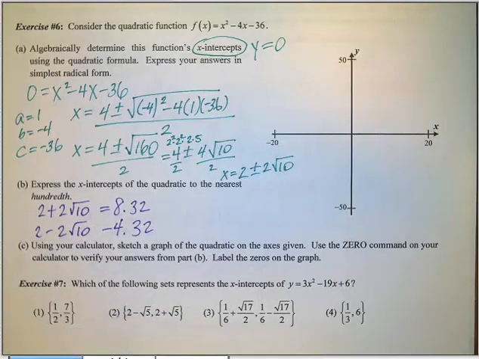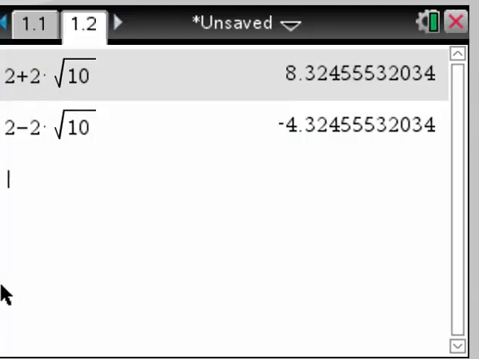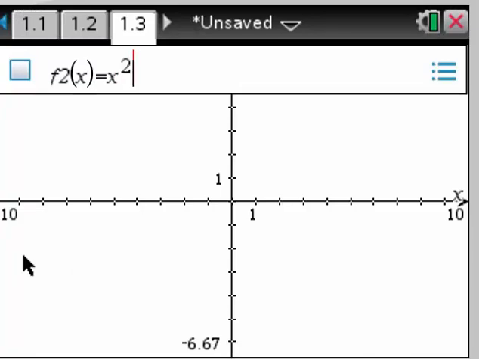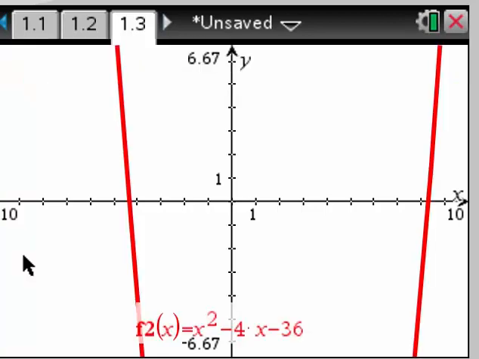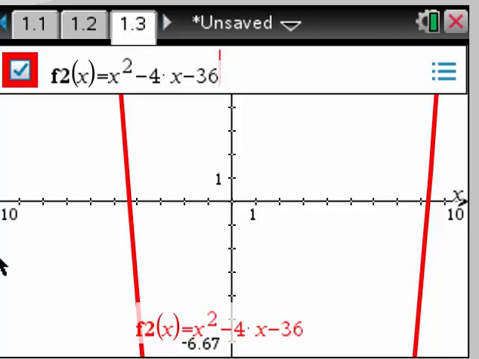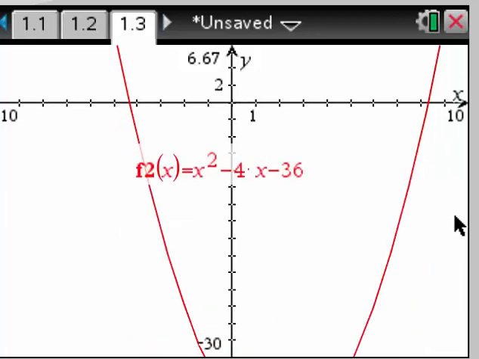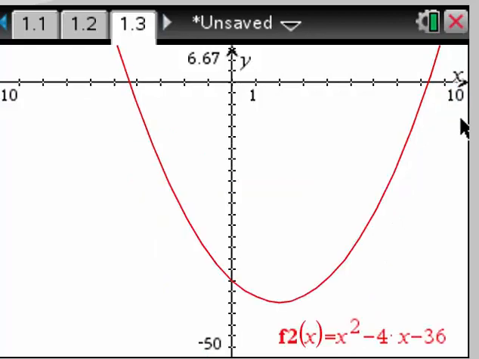And then it says, using your calculator, sketch a graph of the quadratic on the axes given, use the zero command, and label everything. So we're going to grab our calculator and graph this quadratic, x squared minus 4x minus 36. Again, I need to change the scale down here. Nope. Looks like I need to go kind of far, so I'm going to do negative 30. Still not enough. I never guess correctly on the first try, so I'm going to do negative 50.